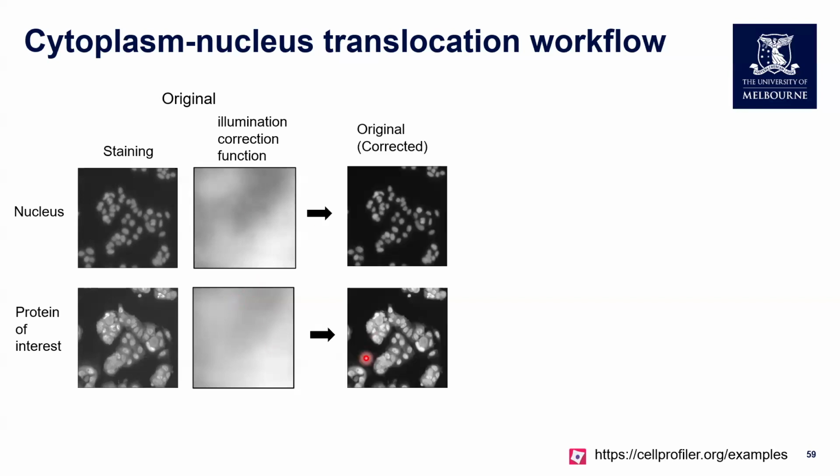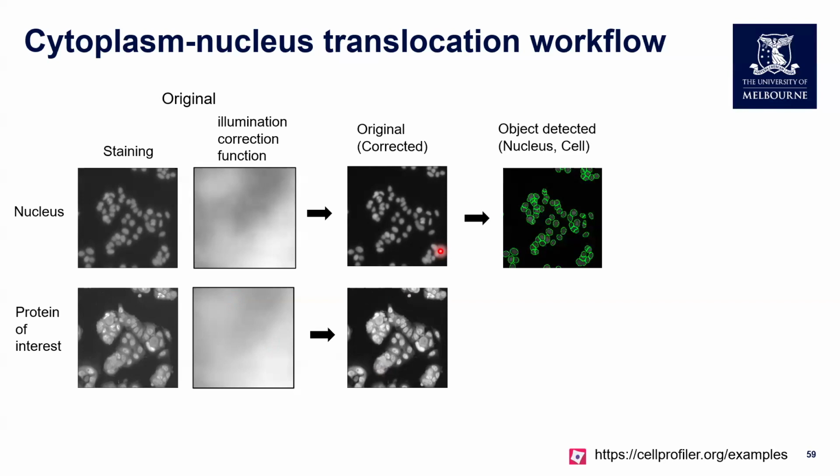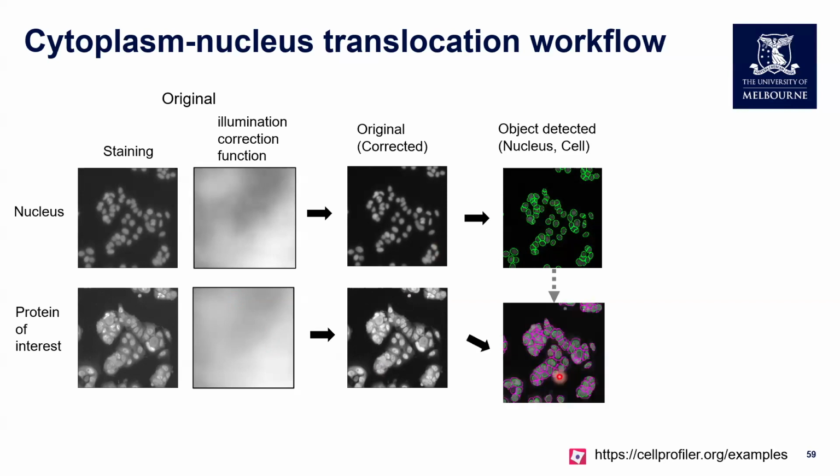Then we can use those images to correct the unevenness of the background by applying division calculations. And this correction will help us to improve the object segmentations. We can then detect the nuclei from the nuclear staining image. And after that, we can identify the cells by using the nuclei as a seed region, then growing outwards until it's stopped by a neighbor.